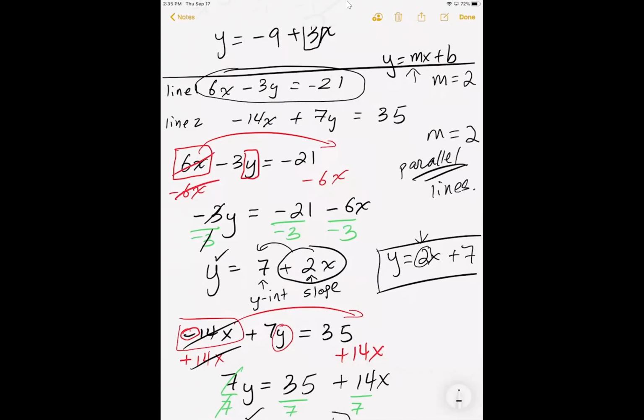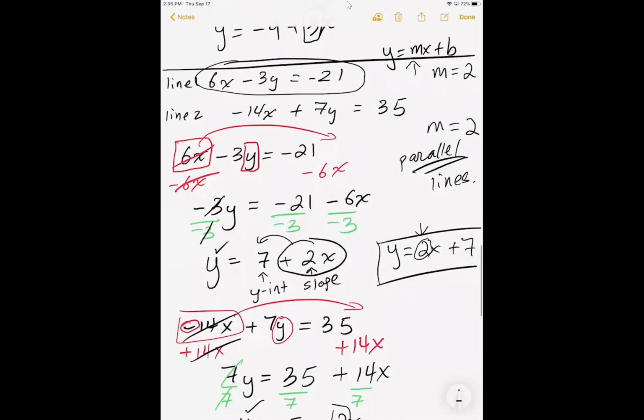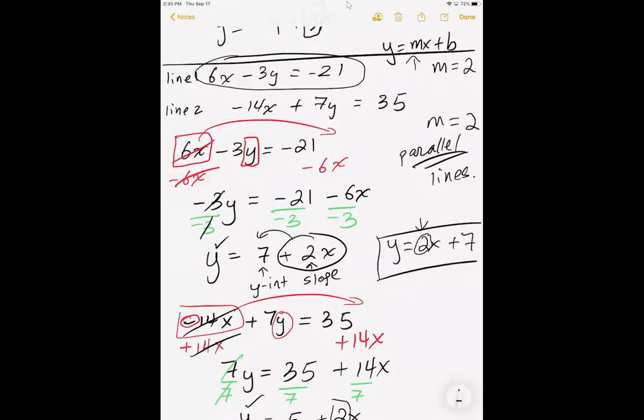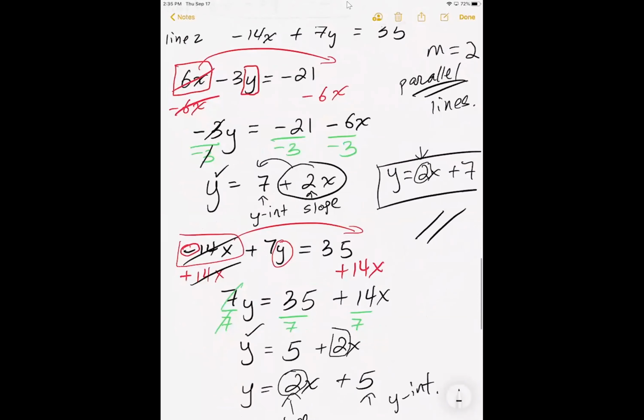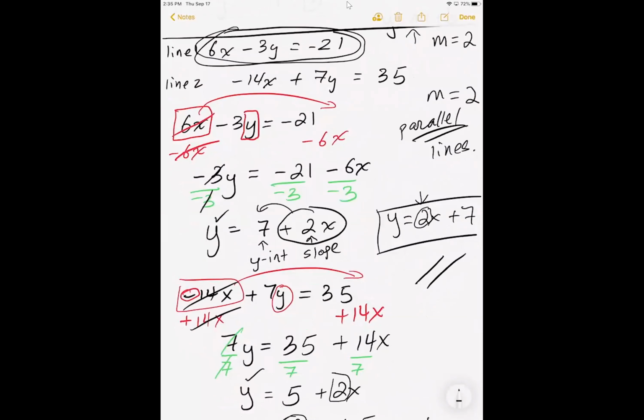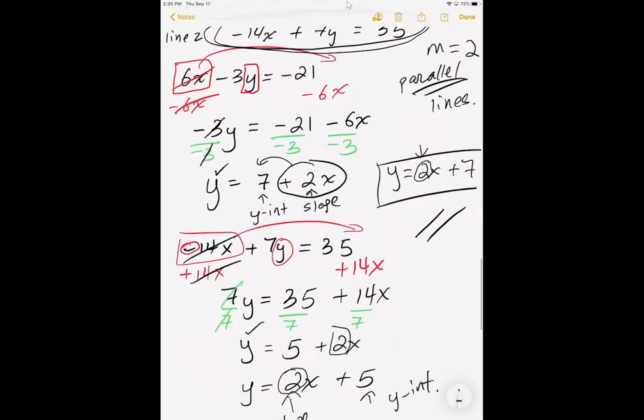Meaning the two lines are moving in the same direction, at the same rate of change, which is your slope, and they will never cross each other. Basically, you have two lines going side by side that never cross. So that is the objective, or the idea of this item, ladies and gentlemen. Any question on how I took these two equations, 6x minus 3y equal to negative 21 and negative 14x plus 7y equal to 35, and got them into these two equations here?